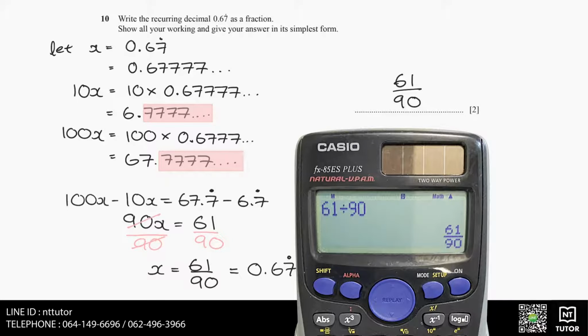If the calculator is showing 61 over 90 as the answer in terms of the fraction, that means that it's already in the simplest form and you can leave your answer like that.